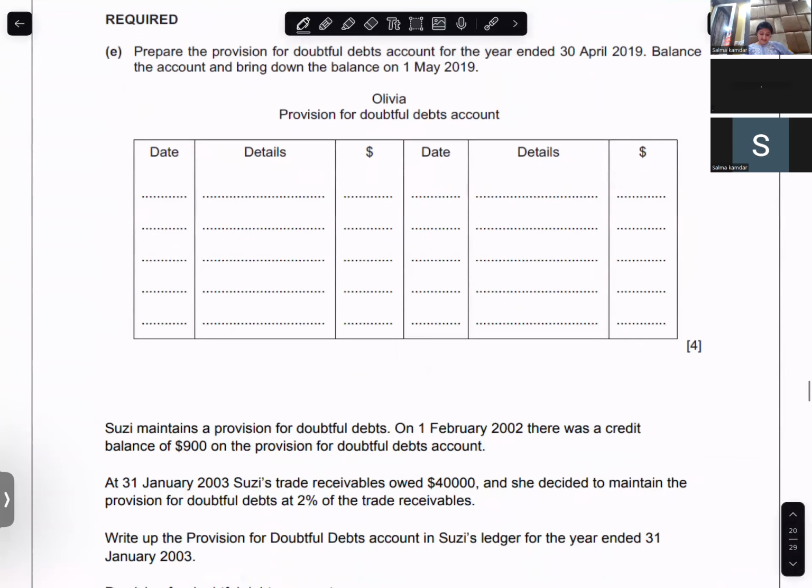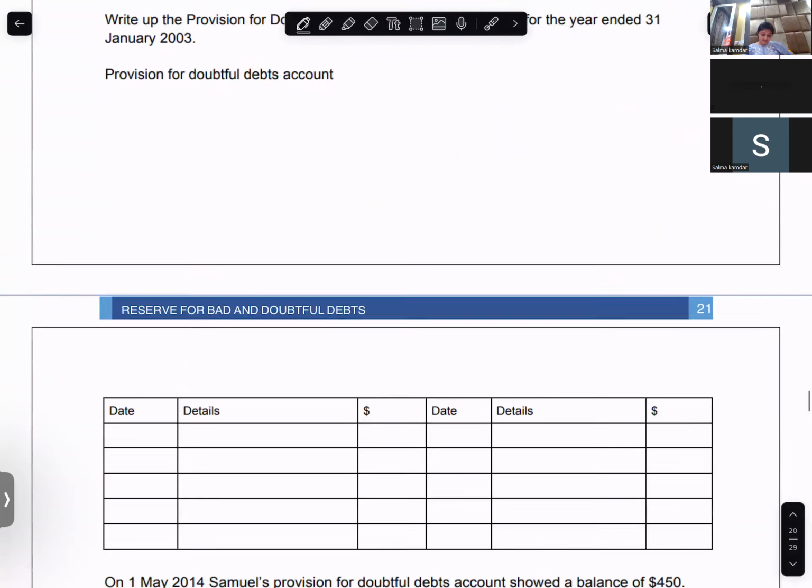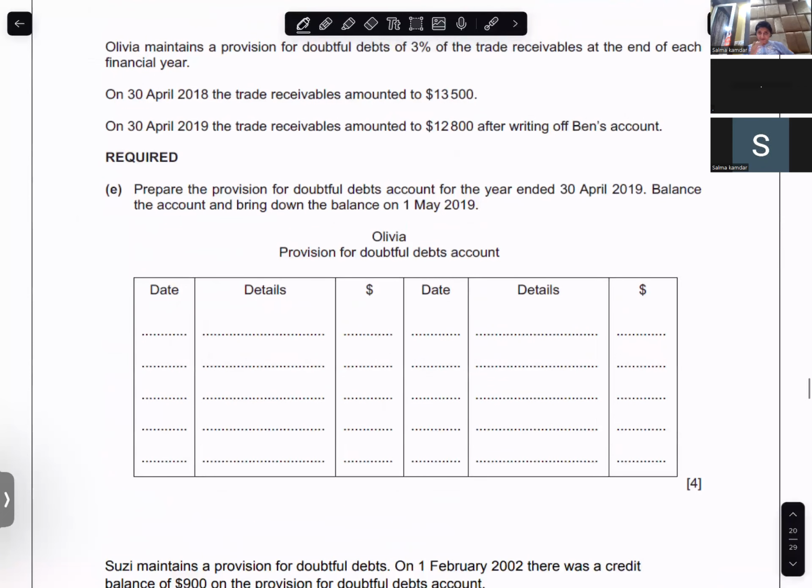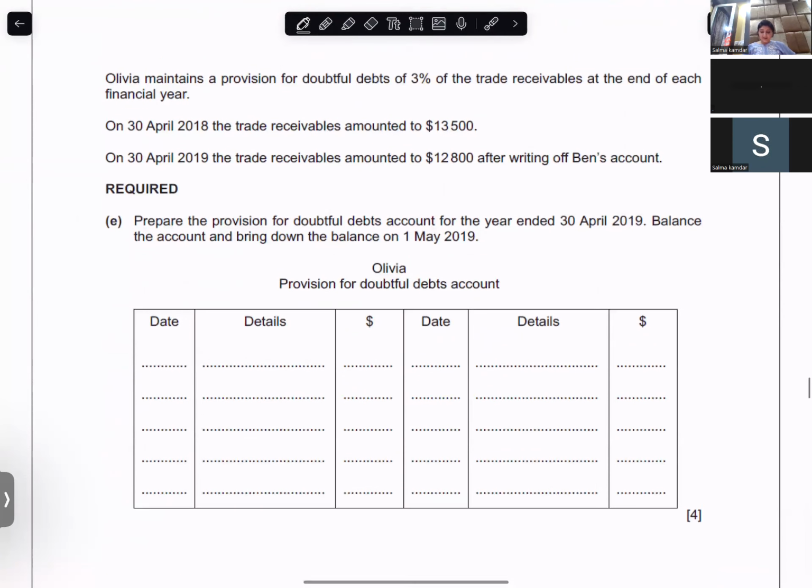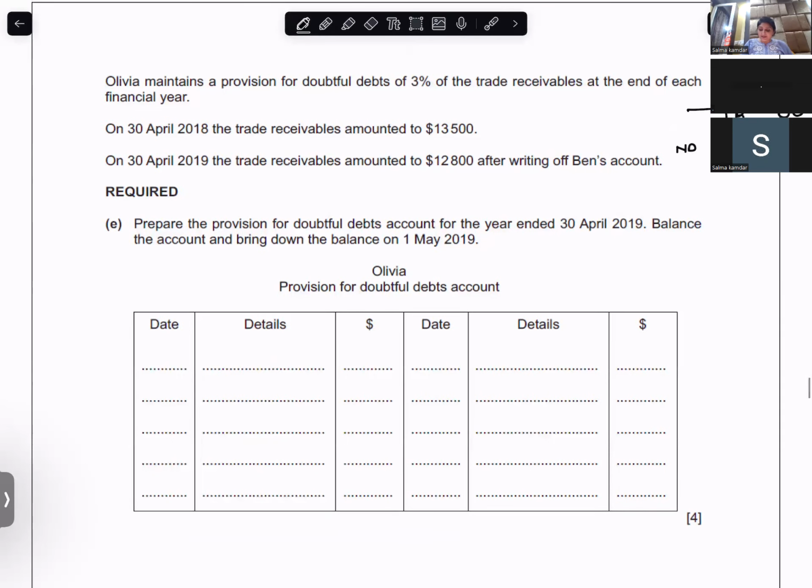Now I'm doing one sum for you, and the remaining sums I want you to try yourself. Whenever we make a provision for doubtful debts account, you follow the format of OC and D: old credit, new debit. Are you with me? Old credit, new debit, which is called OC&D. Old would be the balance brought down, new would be the balance carried down.